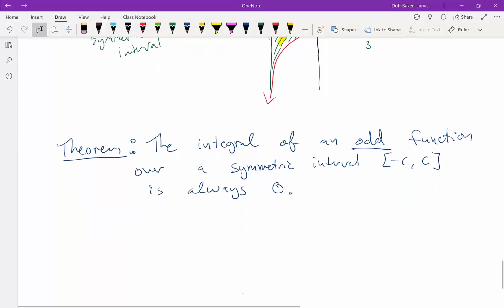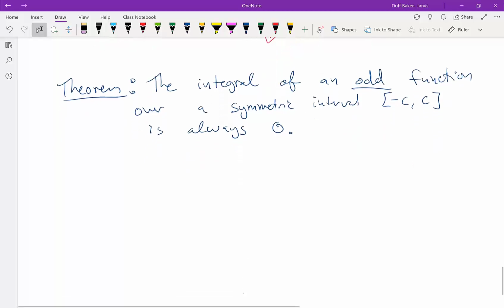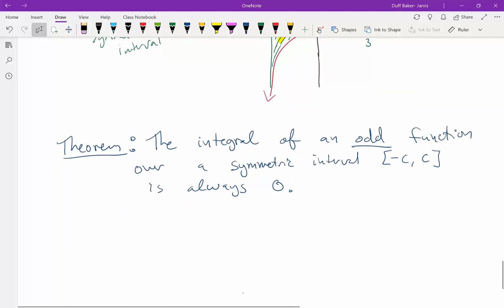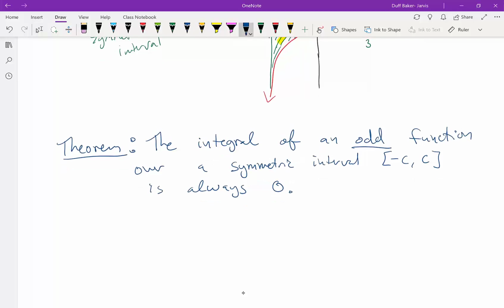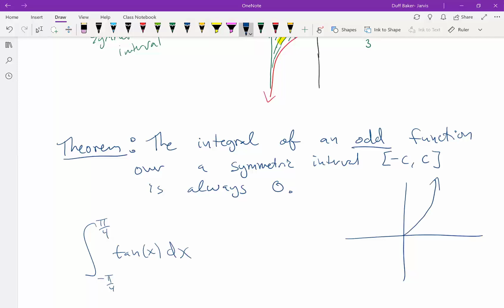And so this can be useful because there's quite often things where we don't know how to take the antiderivative. So if I gave you something like this, we don't know what the antiderivative of tangent is, but if you either use the formula or you think about the graph, tangent looks something like this. So it's an odd function.